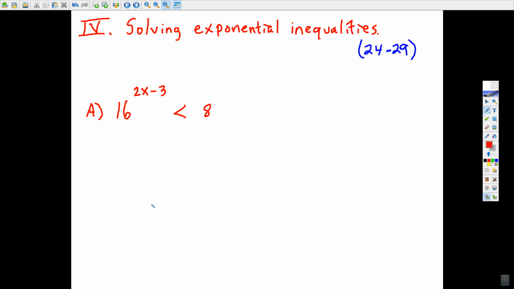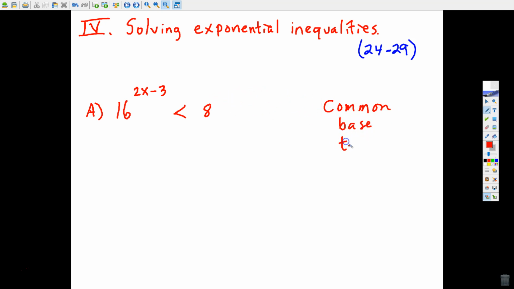same. All right, these problems, they're going to look a lot like what we did with solving exponential equations. We still are going to use that common base technique, but now our answer is going to be a range of numbers instead of just one single number. These are inequalities.